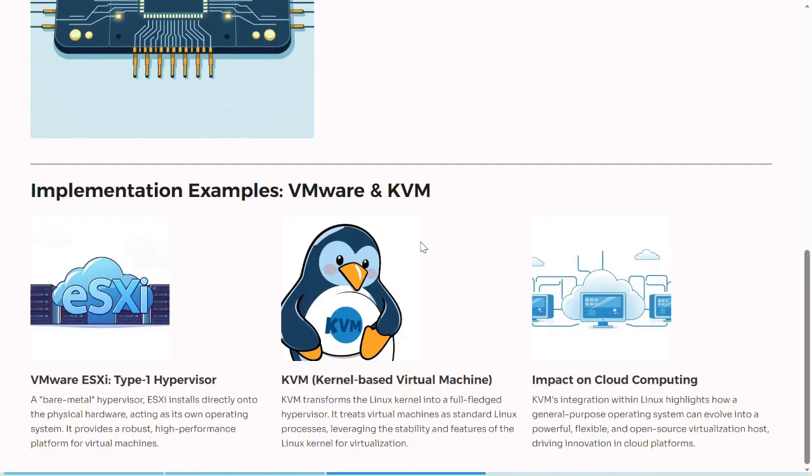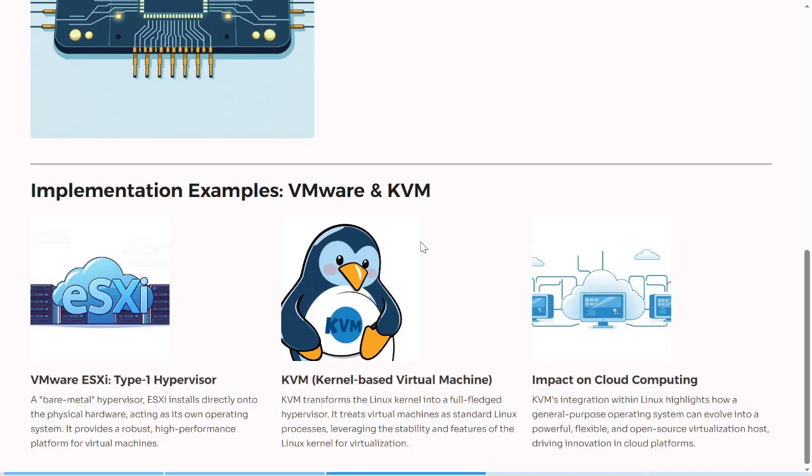KVM, as the name suggests, kernel-based virtual machine. This is a bit more genius. It turns the Linux kernel itself into a hypervisor. Each virtual machine is just a process supported by Linux. This means that KVM gets all the security and hardware support of Linux for free.